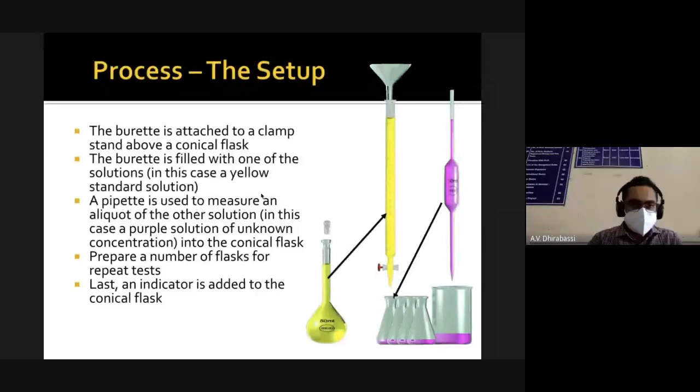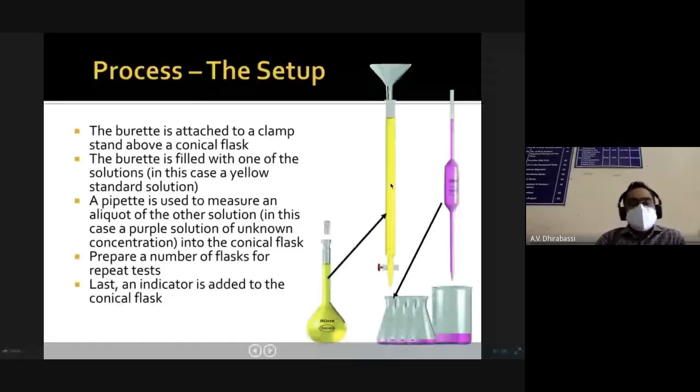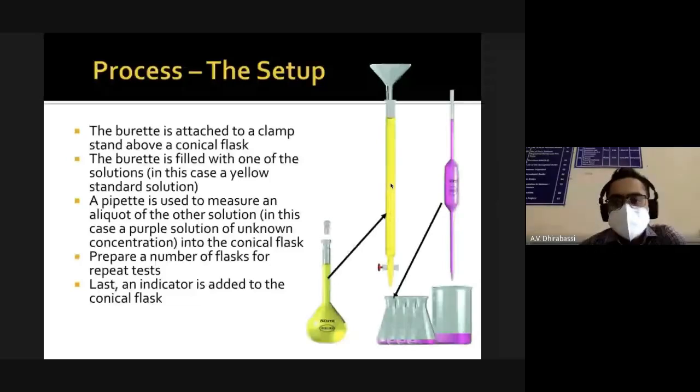The burette is attached to the clamp stand above a conical flask. The burette is filled with one of the solutions, in this case a yellow standard solution. With the help of the clamp, you attach it to the stand. A pipette is used to measure an adequate amount of the other solution, in this case a purple solution.